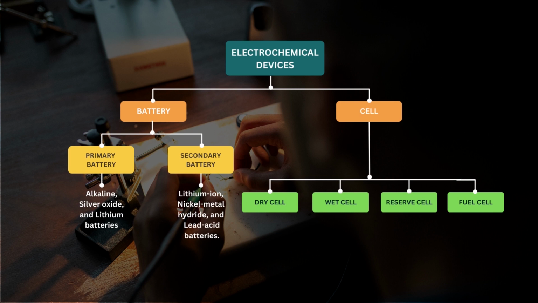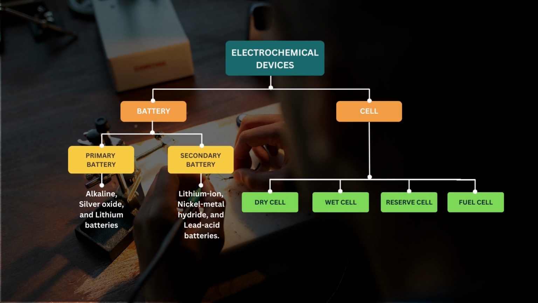Third, we have the reserve cell, that is, we also call it the mercury cell. Its characteristic is that reserve cells are a type of dry cell that use a small quantity of mercury in the electrolyte. They are known for their long shelf life and stable voltage output. This battery is used in applications that require consistent voltage over an extended period, such as hearing aids, cameras, memory, and power backup in electronic devices.